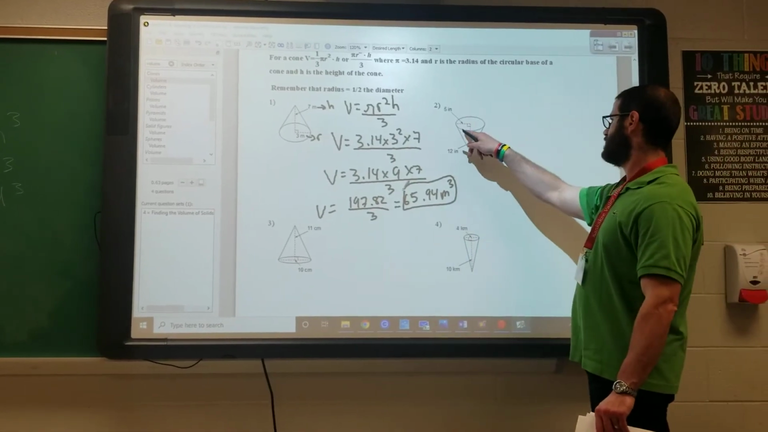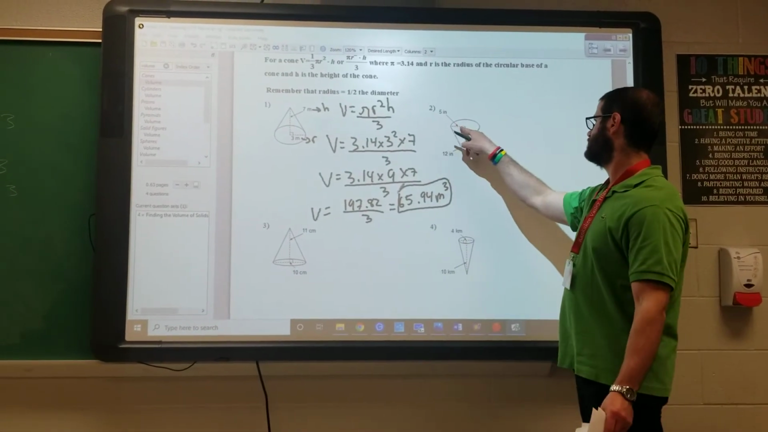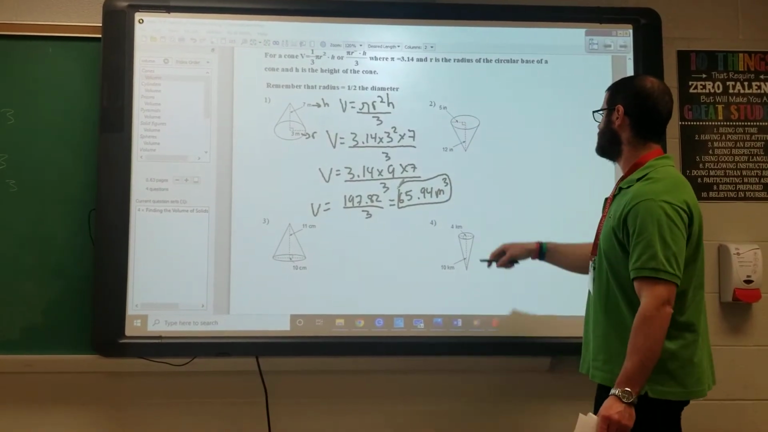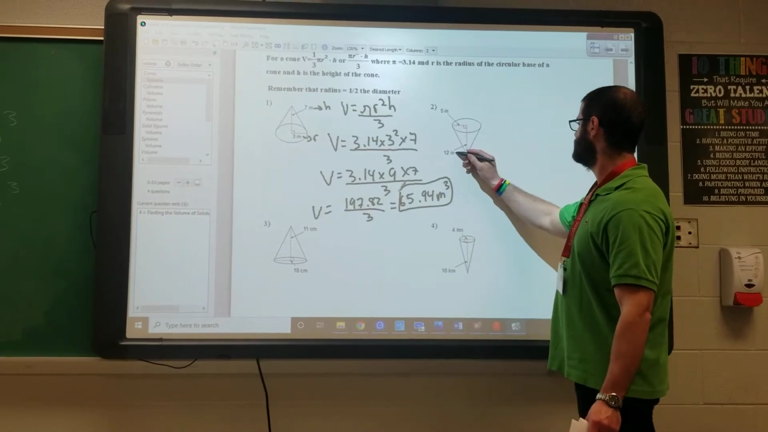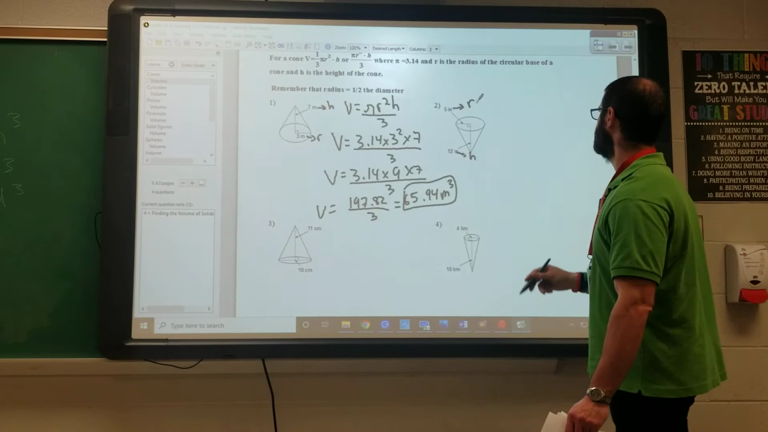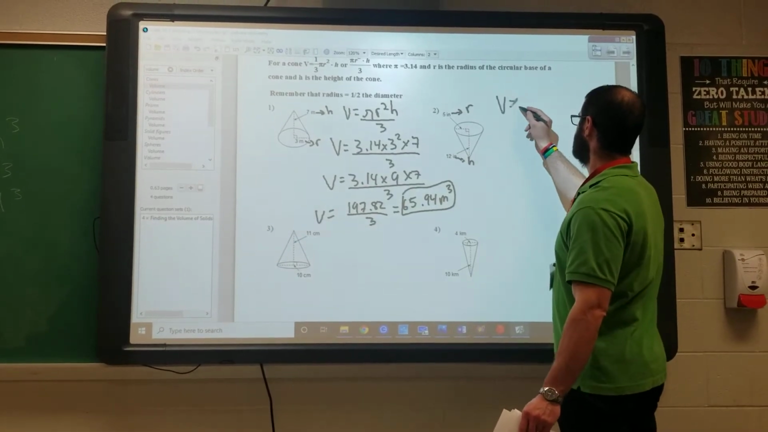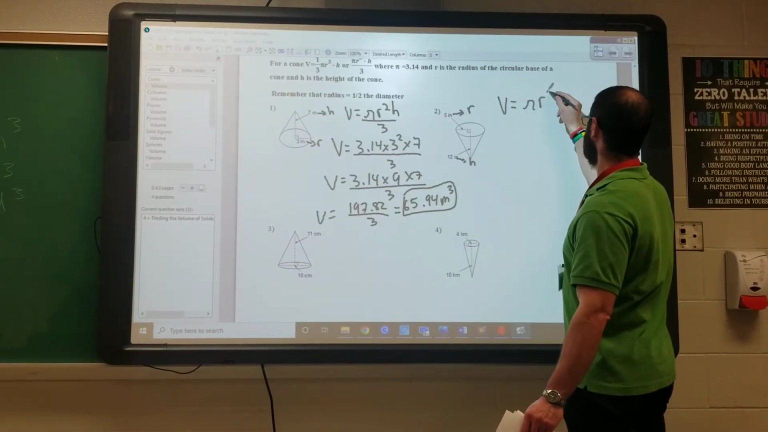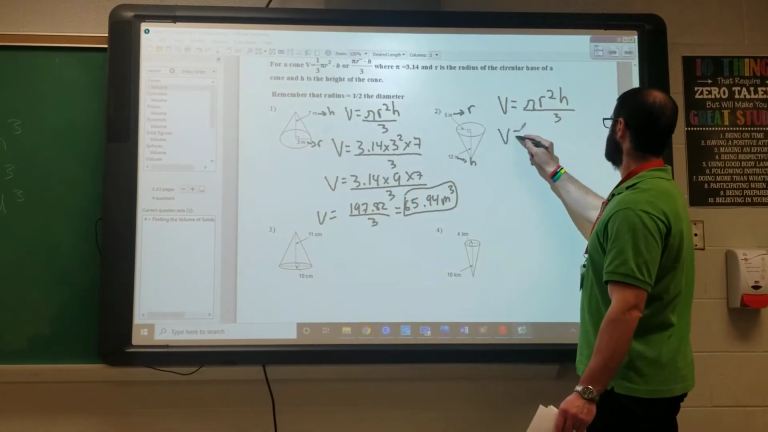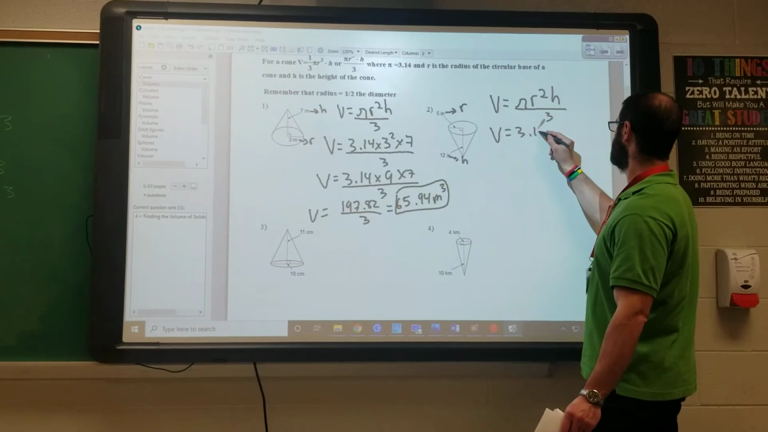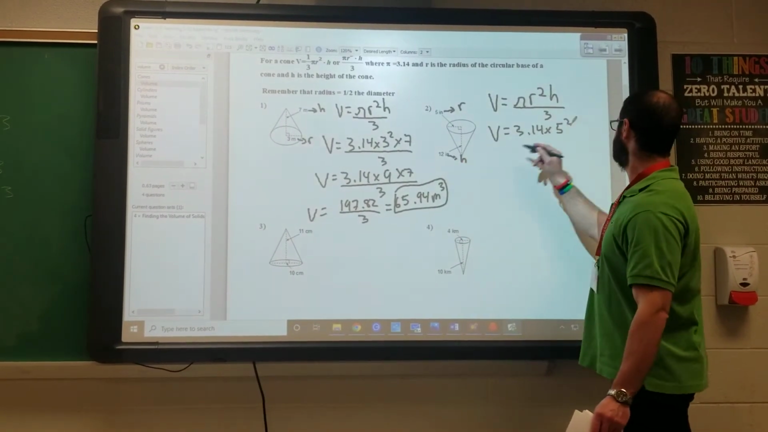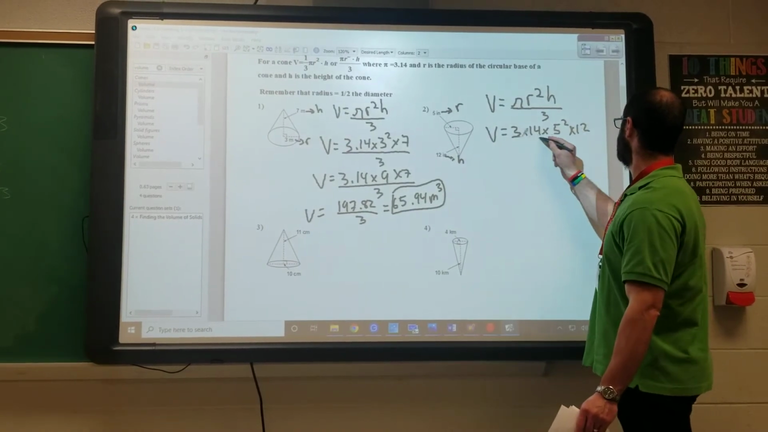Next one, the cone's upside down, no problem. This 5 here is still going to be the radius, because this is still the base, even though it's upside down. 12 is our height, so label that. Here's h, here's r. So we're going to go ahead, again, go back to the formula, pi r squared times height over 3. So 3.14 times 5 squared times 12 over 3.